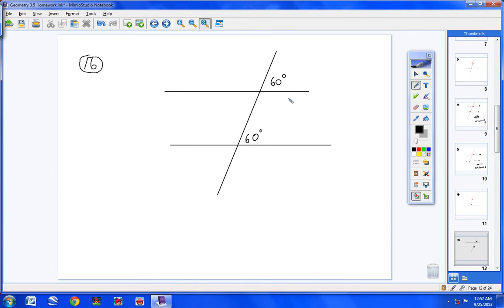Now, you might have put your 60-degree angle somewhere else. You might have put yours here and here. Well, that would be okay. Isn't this angle and this angle corresponding angles? Sure. As long as you're using two corresponding angles, that's totally fine.